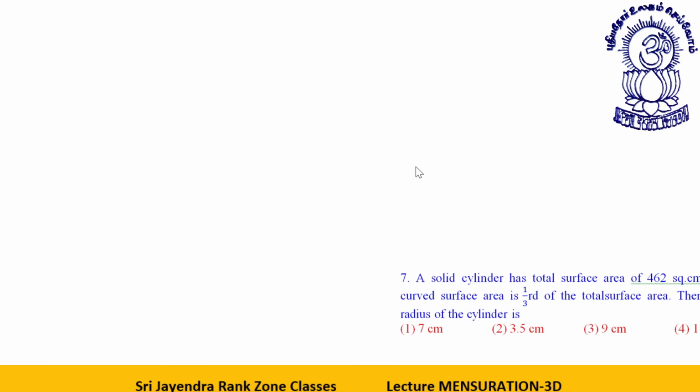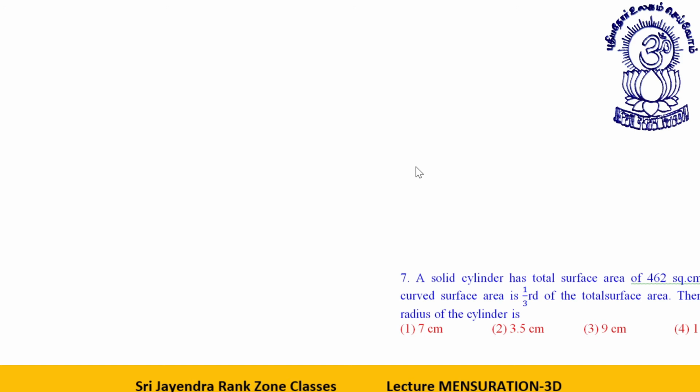This is 2 pi r h. This is 1/3 of 2 pi r in the bracket r plus h. Automatically things turn out to be very easy. Why? Because 2 pi r and 2 pi r cancel. From here I get 3h. 3 into h is equal to r plus h. So I can say r is equal to 2h. One thing is done.